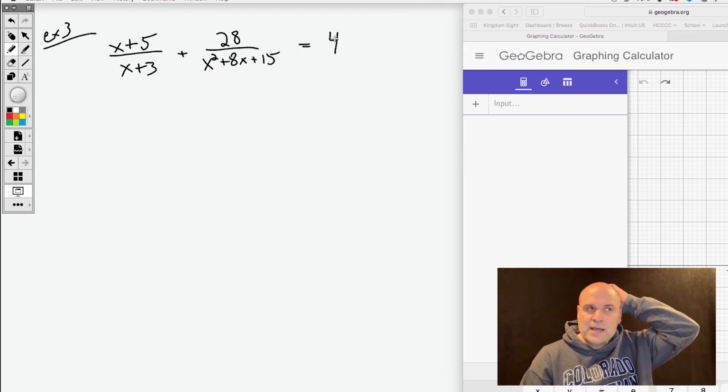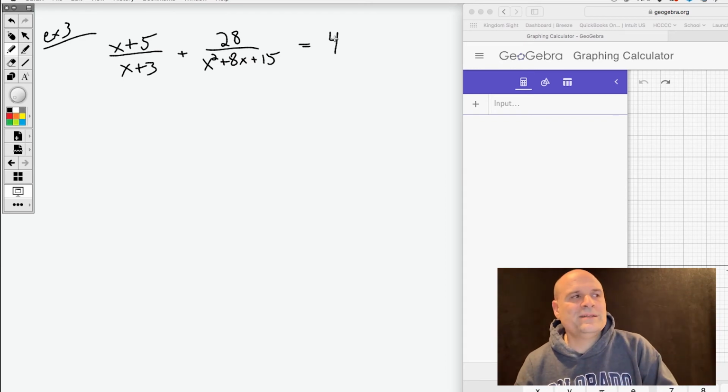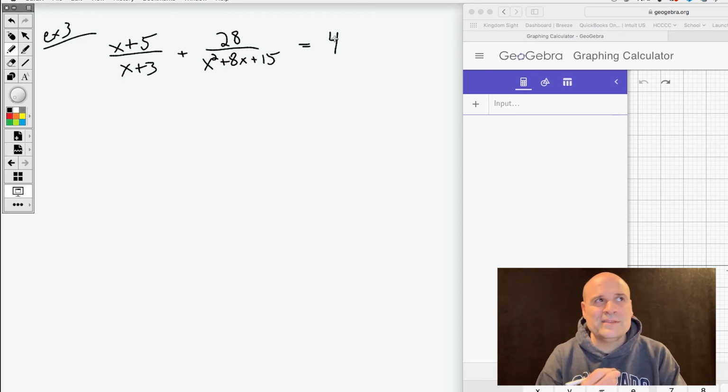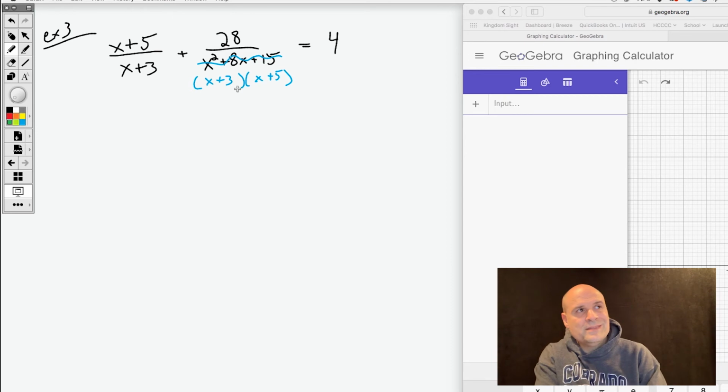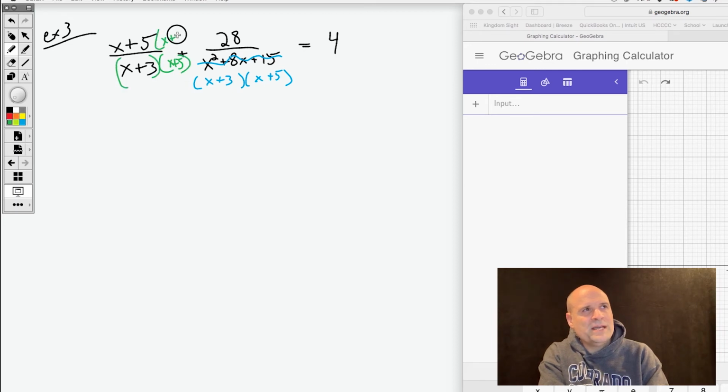Okay, so your common denominator, well, you need to factor this out so you can see the common denominator. So I'm going to factor this out. When in doubt, factor out. So that's just x plus 3, x plus 5, okay? So this guy almost looks like that. It just needs an x plus 5. So let's multiply both the top and bottom by x plus 5, and now they look the same, okay?